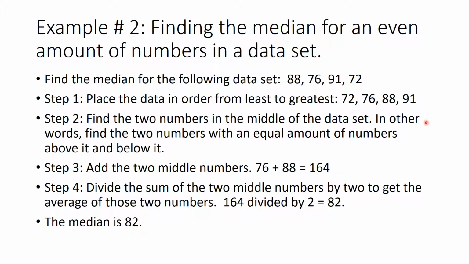Now, we can't have two medians, right? So what do we have to do? We have to find the average of those two middle numbers. First, we add those two numbers together, and that gives us 164. Then we divide the sum of the two middle numbers by 2 to get the average of those two numbers. So 164 divided by 2 is 82. So that means the median is 82.